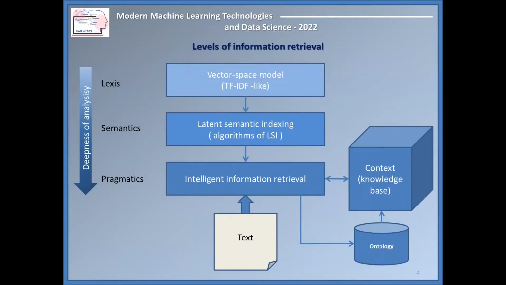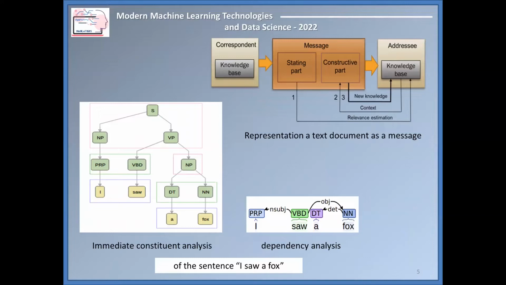Evolution of approaches moves in direction to deeper analysis, from lexis and the model bag of words through semantics, used technologies like latent semantic analysis, up to pragmatics and intelligent information retrieval, which needs access to context kept in a knowledge base. Therefore, it is proposed to represent a text document as a message, which has own correspondent and addressee. According to such a representation, text contains only part of information needed to understand its content. The rest should be added from the knowledge base of the addressee.